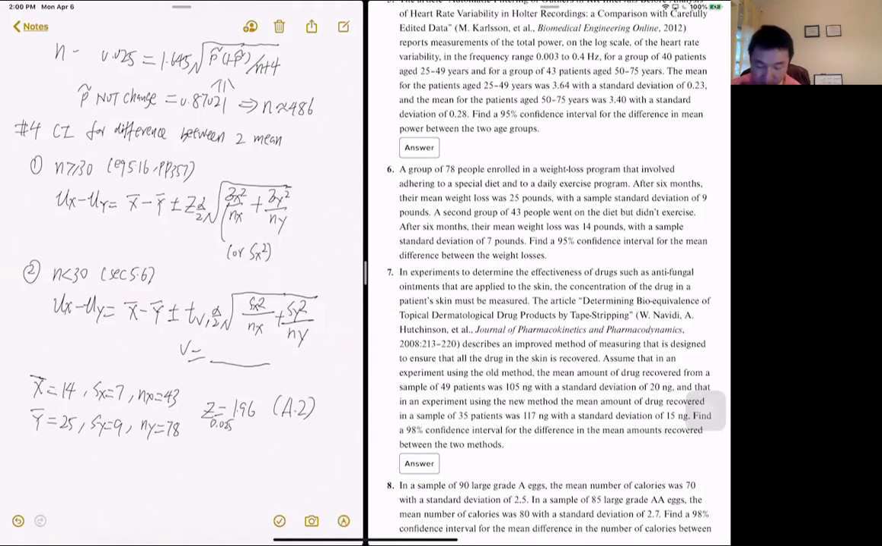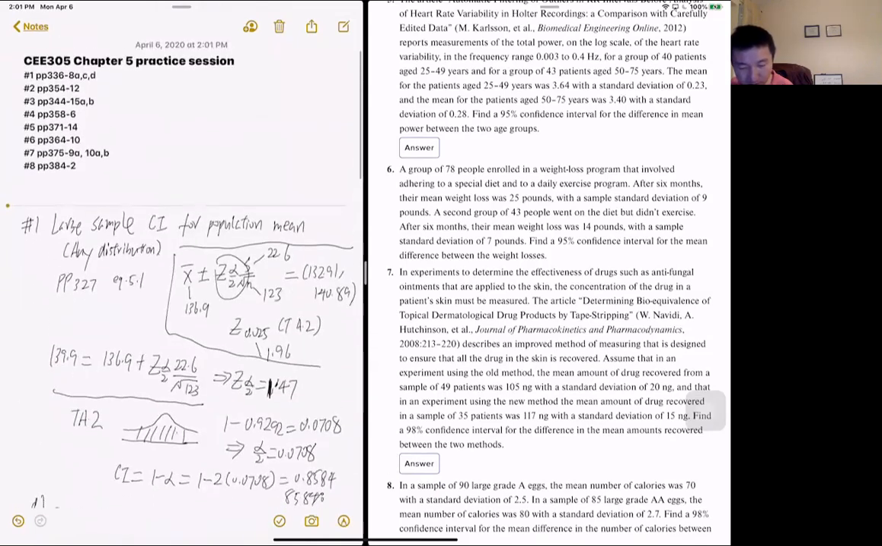Okay, so based on this, we plug into this equation. This is a large sample, so we use this equation. All right, so plugging in the numbers, we can calculate the value, 8.107. So this is again a confidence interval for the difference between two means when the sample size is large. Okay, so that's question number 4. Okay, so we're going to continue next.